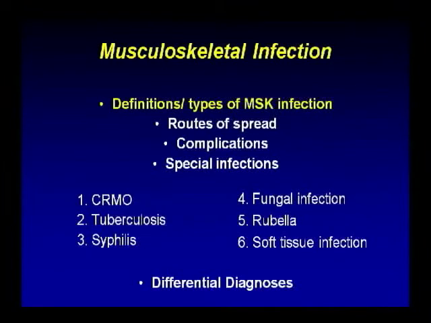Let's get started. So my talk is going to be structured into 5 parts. I'm first going to talk about the definitions and types of musculoskeletal infection, then about the routes of spread, about complications, about special infections, which include chronic recurrent multifocal osteomyelitis, tuberculosis, and syphilis, as well as fungal infection, rubella, and soft tissue infections. And finally, which is really very important, we go over some of the important and pertinent differential diagnoses of infections. Okay, let's get started.